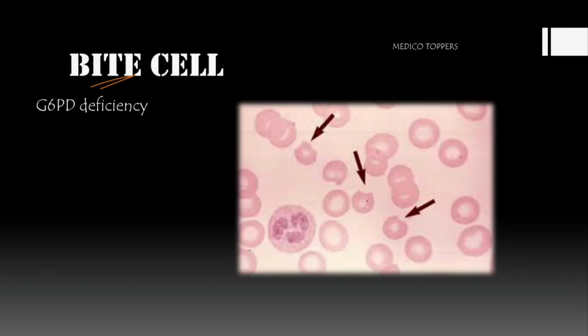Comes bite cell. It is exactly like an Apple logo. In the RBCs, there are some bitten spots. You can see here, it is as if someone had bitten it, similar to our Apple logo. Then it is seen in G6PD deficiency.